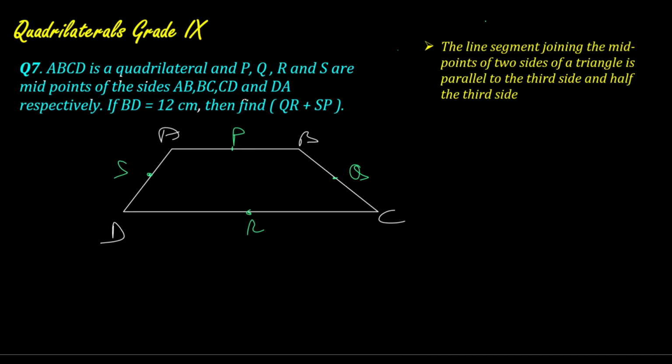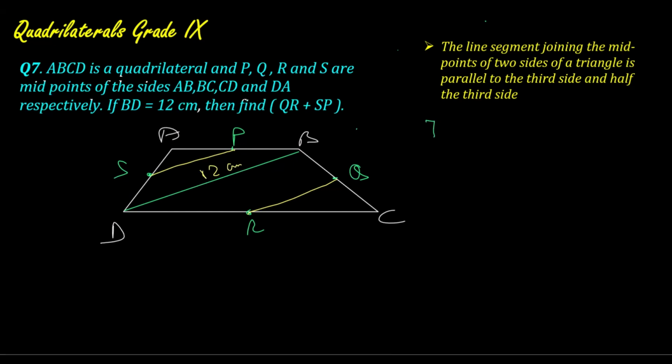Now, what does it say? Here I need to join BD. We don't know the length of BD here, right? And what we have to find is the length of QR plus SP. So QR, I'll join QR. This is QR and this is SP. We have to get the length of QR and SP, right? Well, clearly it is directly based on the midpoint theorem. So let's begin with taking one triangle. Let's say I take this triangle. Here SP is half. Moreover, we know the length of BD. So let me write down, BD is how much? 12 centimeter. BD is 12 centimeter.